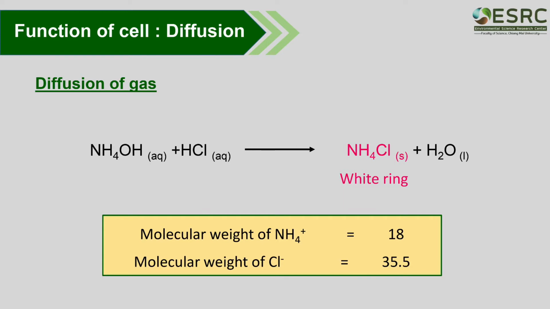In this experiment, the diffusion of ammonium hydroxide and hydrogen chloride was used as a model. This equation shows that ammonium hydroxide reacts with hydrogen chloride to form ammonium chloride, which is a white aqueous compound. The white ring of ammonium chloride will occur where both gases meet.